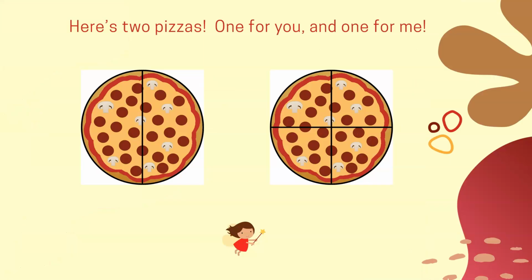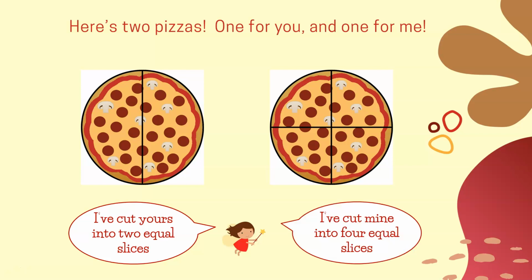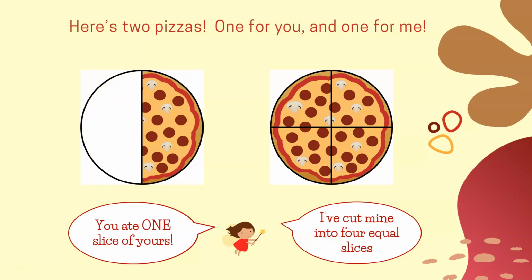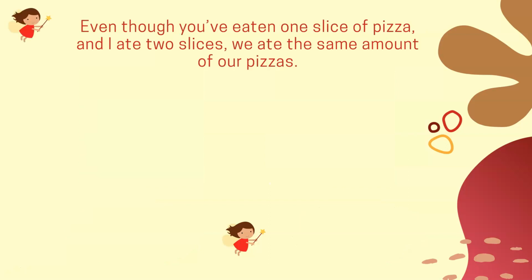Here's two pizzas. One's for you and one's for me. I've cut your pizza into 2 equal slices, and I've cut mine into 4 equal slices. You've eaten 1 slice of your pizza. I've eaten 2 slices of mine. Even though you've eaten 1 slice of your pizza and I ate 2 slices of mine, we ate the same amount of our pizzas.